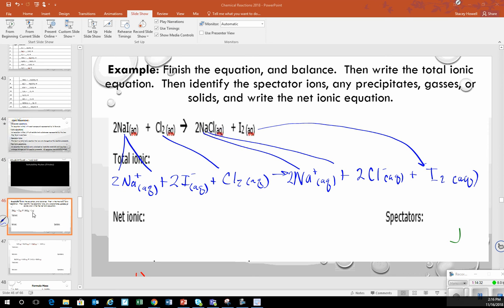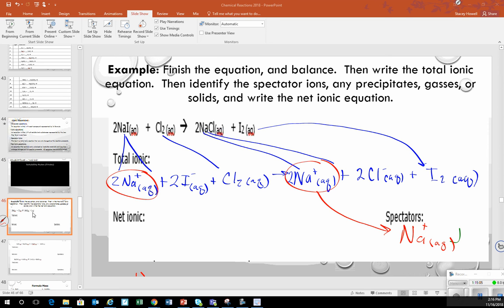Okay, so what can you tell me? Which ones are the same on both sides? Cl2 is the same on both sides? It has to be exactly the same. Na is, good. So Na and Na, is there any others? No. So Na becomes my spectator ion. It's the one that's going to cancel out on both sides. Okay?